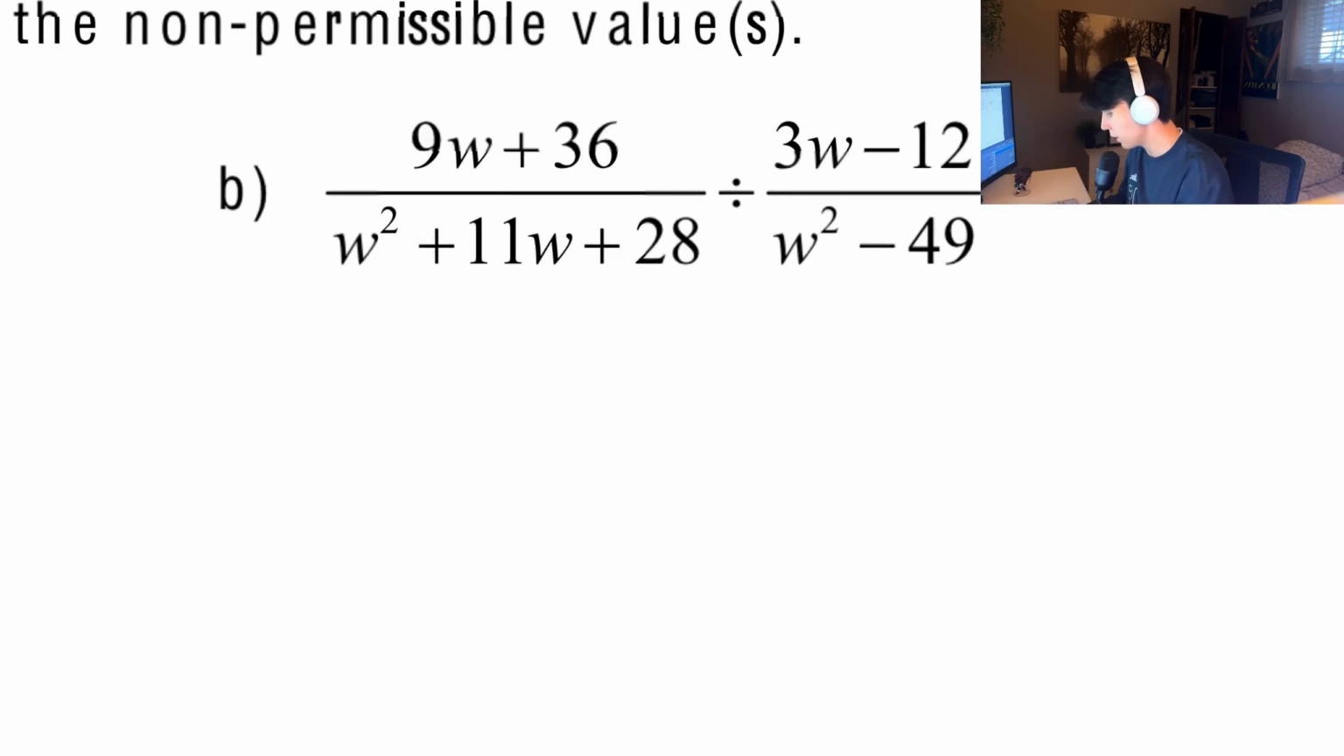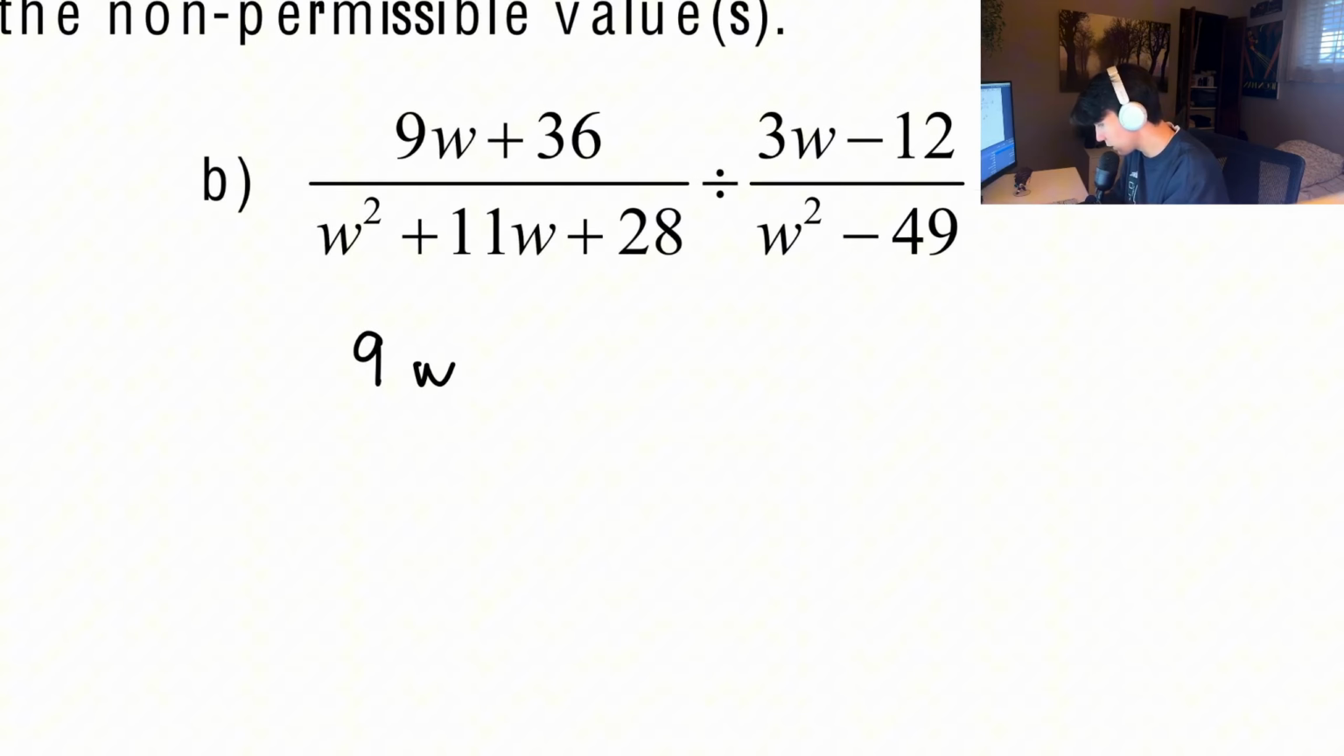So again, we're going to be dividing here. So we have 9w plus 36. And I just want to begin by factoring again. So what we can do here is we can actually factor out a 9. So 9w and 36 divided by 9 gives us 4. So that will be our fully factored numerator.